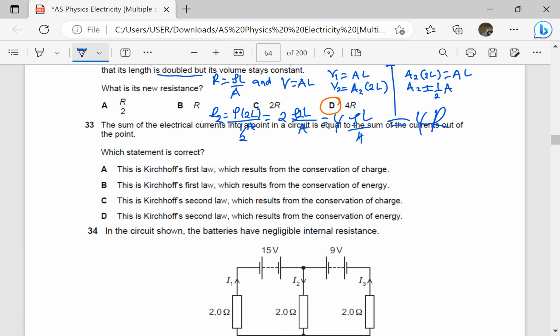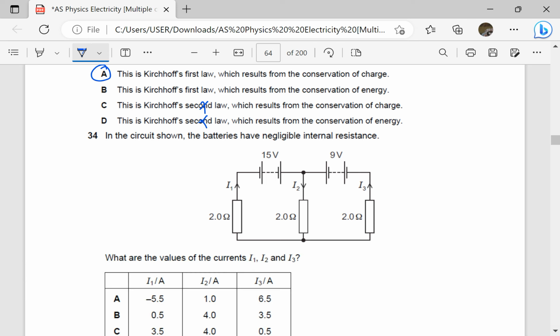The sum of the electrical currents into a point in a circuit is equal to the sum of the currents out of the point. That is Kirchhoff's first law. Which statement is correct? This is Kirchhoff's first law, so this is not the second law, of course. It is Kirchhoff's first law and is a conservation of charge, so our answer is automatically A.